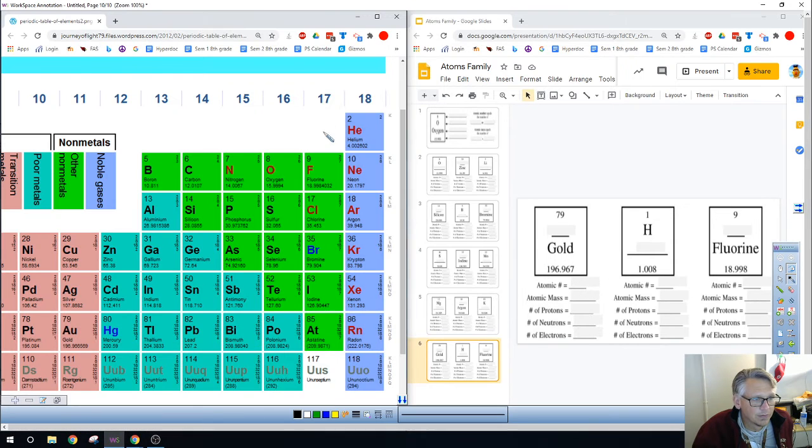And fluorine is right here. 9, its symbol is F. That 18.998, we're going to take to 19. The atomic number is 9. The atomic mass is 19. The number of protons is 9. The number of electrons will be 9 in a neutral atom. And if we have 19 protons plus neutrons minus 9 protons, that should give us 10 neutrons.